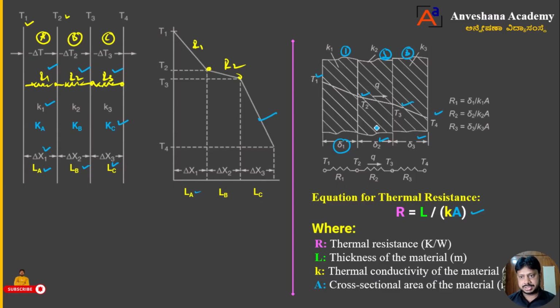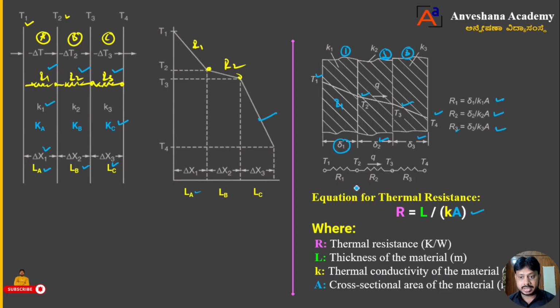With the help of this notation, I can write the resistance. How can I write it now? R is equal to L divided by K. So resistance R1 is equal to delta 1 divided by K1 into A. Resistance 2, R2 is equal to delta 2 divided by K2 into A. Then resistance 3, R3 is equal to delta 3 by K3 into A, dear students.